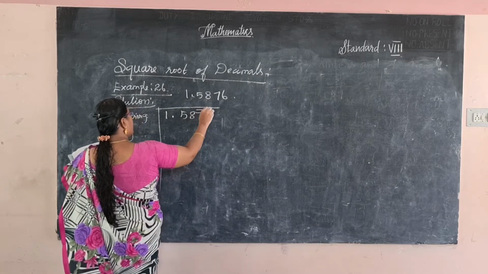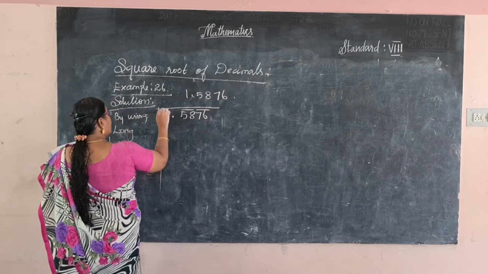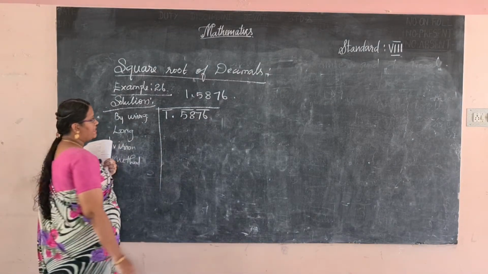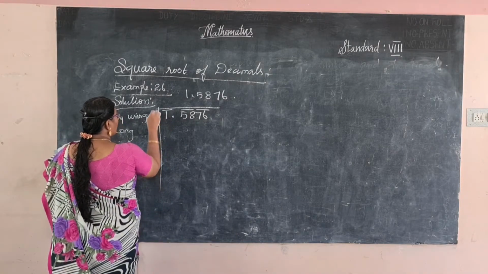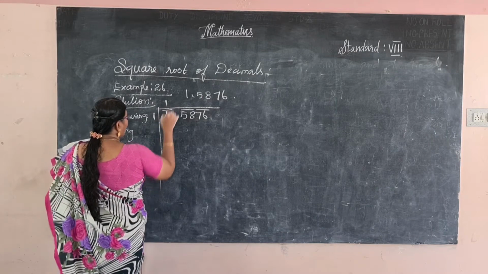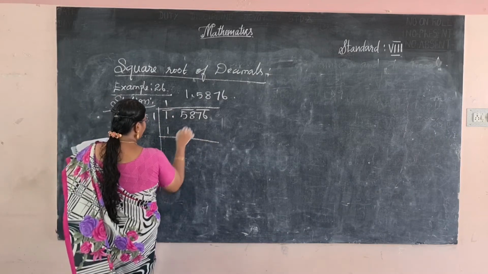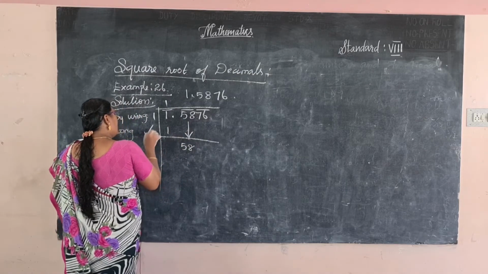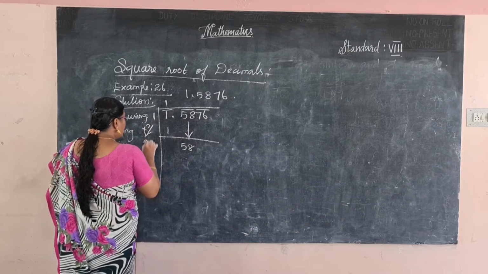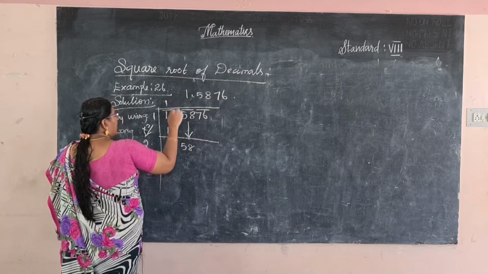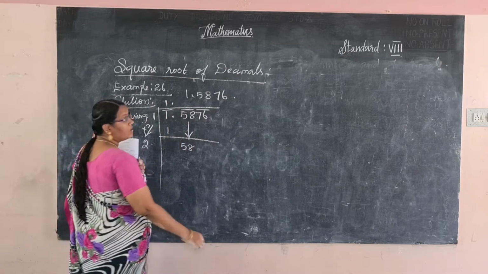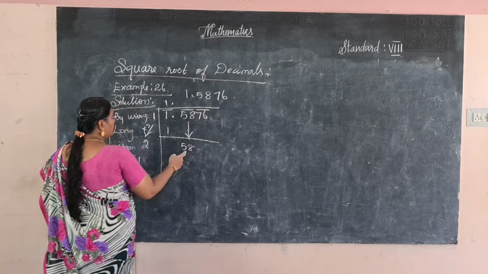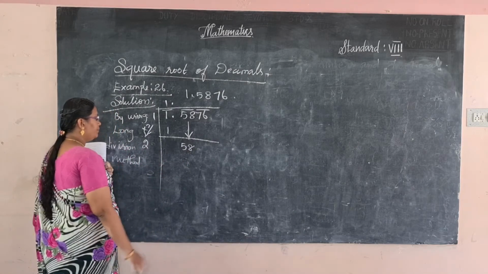1.5876. As usual, equally divide the digits from the right side. So how many squares in 1? 1 time. 1 one is 1. Next, bring down the next digits, 58. Here multiply by 2, so 2. Here put the decimal point.